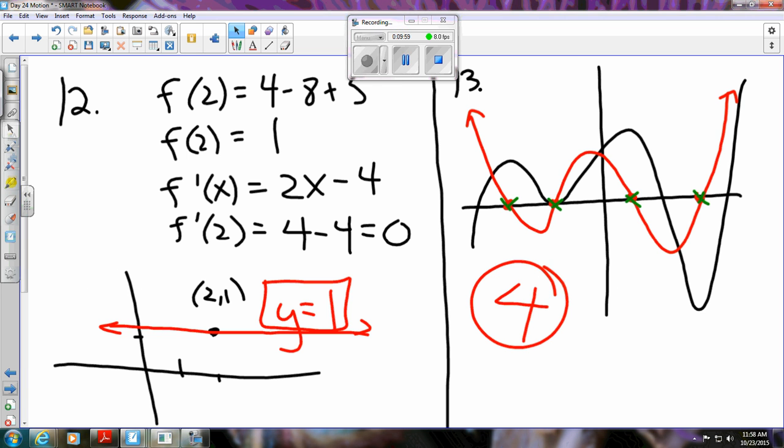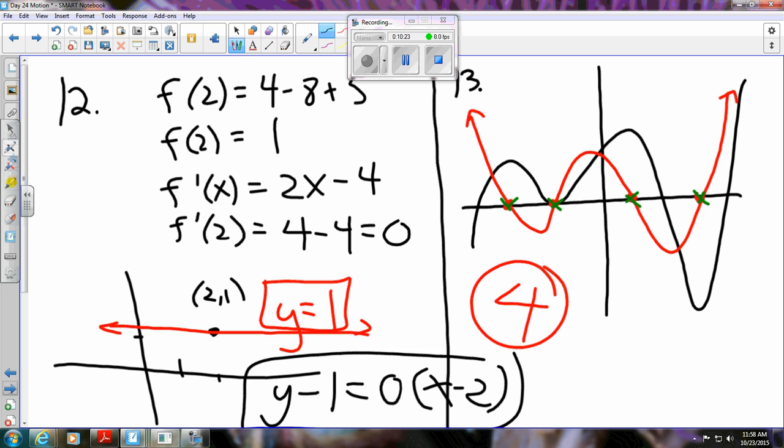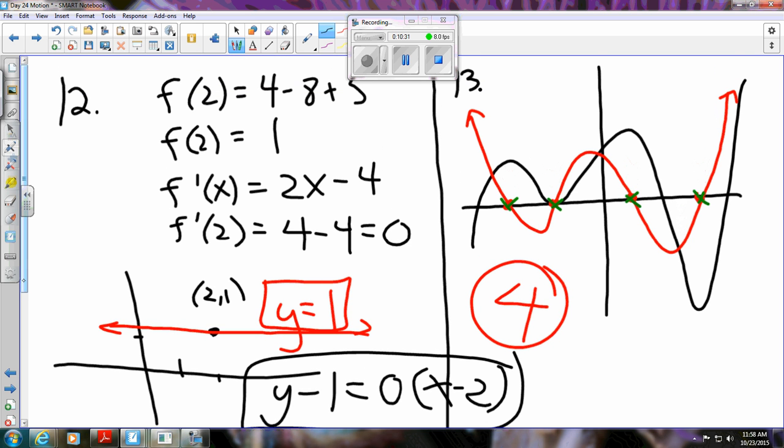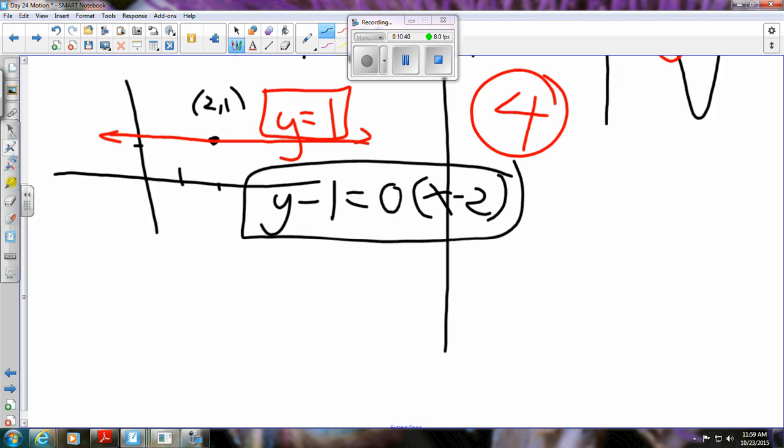Okay, so for 12, they want you to write the equation of the tangent line. We love doing that. You get your y1 by plugging 2 into the function, and your slope by plugging 2 into the derivative. Now, if you wrote it in point slope form, it would have been y minus 1 equals the slope, which was 0, times x minus 2. So if you wrote your answer in point slope form, that's fine. Y minus 1 equals 0 times x minus 2. To write the equation, you need to get the y1 and the derivative. But if you solve for y, it's just y equals 1. That's the same thing.